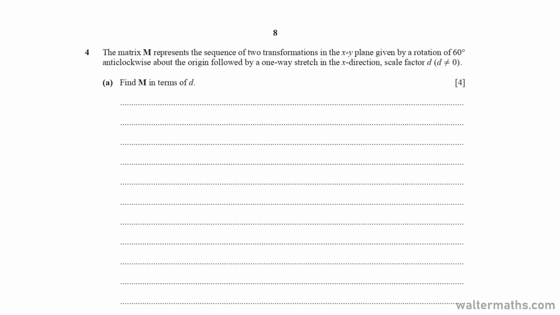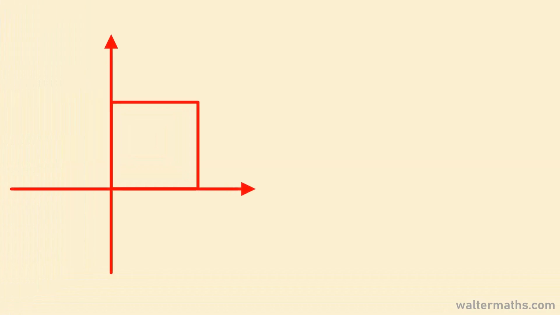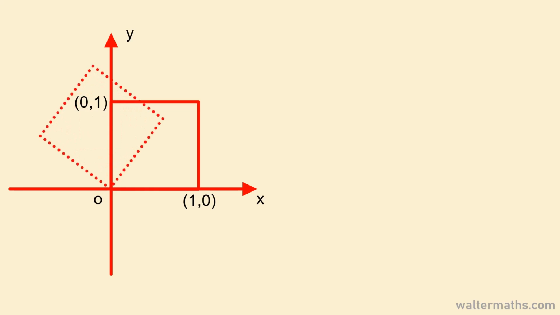So on A, find M in terms of d. Here we've got a composite transformation, and first we have a rotation of 60 degrees anticlockwise about the origin. Now here, I would want you to consider a unit square on the Cartesian plane. And for this unit square, if we rotate it by 60 degrees about the origin going anticlockwise, we will eventually have the transformed square being this one. Now, the point (1, 0) has its image as this point, which has an x-coordinate of a half and a y-coordinate of root 3 over 2. This you can find using simple trigonometry.